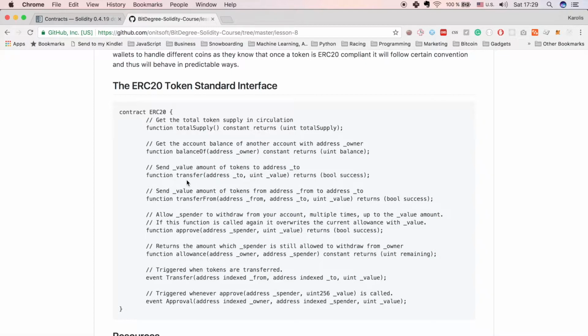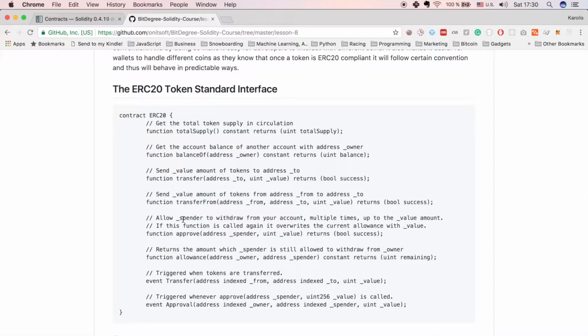Then we have a transferFrom function, where we transfer funds from a given address to another address of a given value, and then we also return whether the transaction was successful or not. Then we have another interesting function, approve, which allows a spender, which is the first parameter here, to withdraw from an account multiple times up to the value amount which was passed as the second parameter. If this function is called again, it overwrites the current allowance with the new value, and then we return whether the transaction should be approved or not by returning this success boolean.